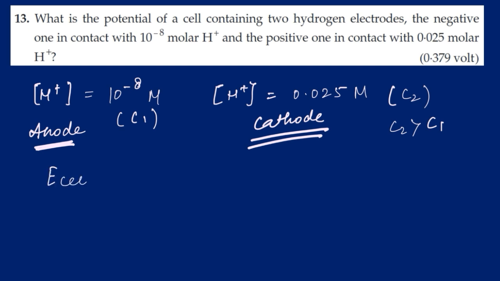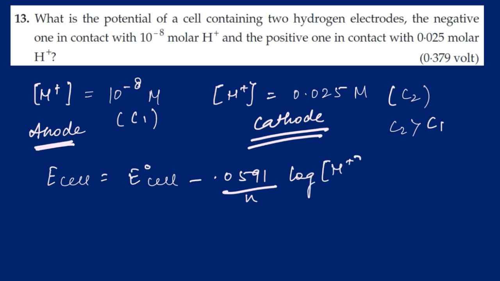EMF of the cell will be equal to E naught cell minus 0.0591 by n log concentration of H plus ion at anode divided by concentration of H plus ion at cathode.